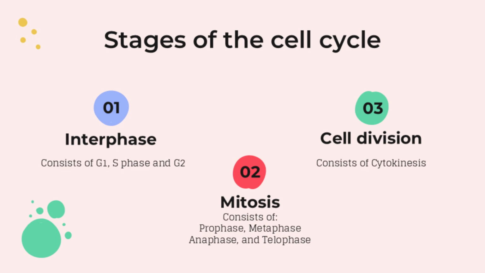The first stage is interphase. This consists of gap 1, S phase, and gap 2. Second is mitosis. This consists of prophase, metaphase, anaphase, and telophase. And the final step is cell division. This is cytokinesis.